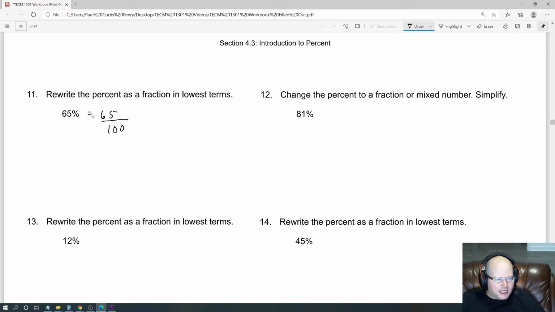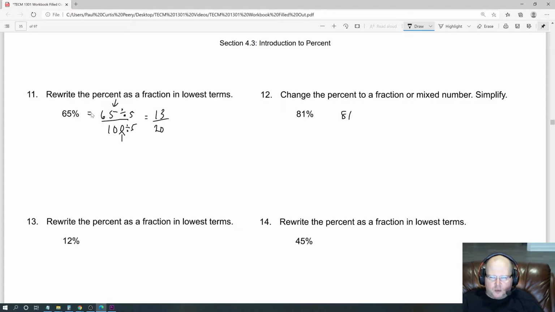So the question is, what can I divide evenly into a 65 and a 100? Because the first one ends in 5 and the second one ends in a 0, we know they are both divisible by 5. So I will divide both of them by 5. 65 divided by 5 is 13. 100 divided by 5 is 20. Since the only thing that I can divide evenly into both a 13 and a 20 is a 1, it is simplified.